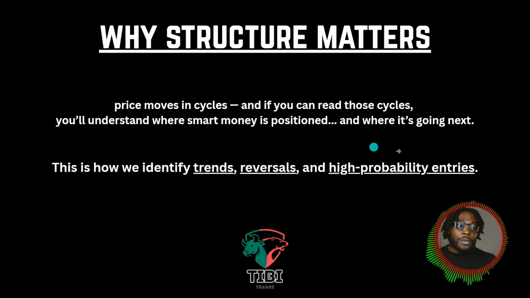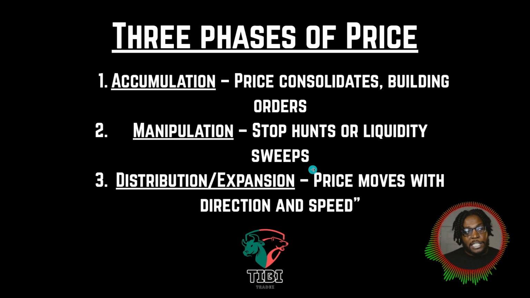There are three phases of price. We have accumulation, where price is consolidating and building orders. Then we have manipulation, which is pretty much a stop hunt or a liquidity sweep. And then the distribution or expansion, where price moves with direction and speed in its intended direction. We're going to go into examples of each of these, but I want to talk about everything first.